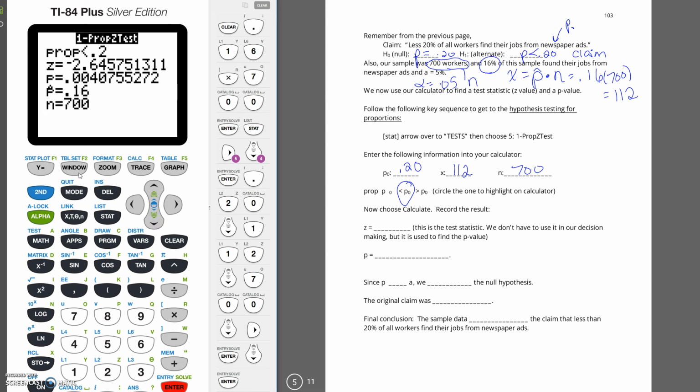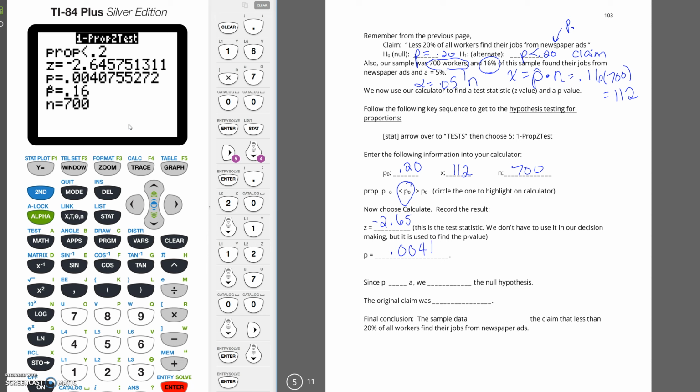Now the first number it gives us is the test statistic, and we're not going to use this, but it's used to find the p-value, and on your homework you might be asked for that test statistic. So we're going to write it down. We're just going to round to 2 decimal places. So here would be negative 2.65, but we're not really going to use that number. The most important number is our p-value. We're going to round to 4 decimal places: 0.0041.